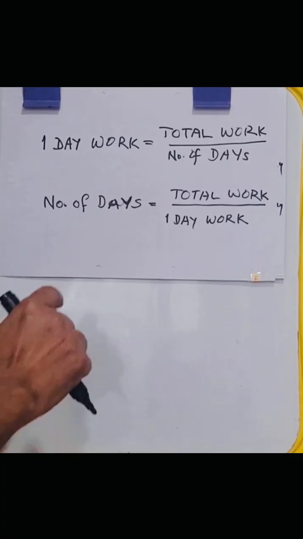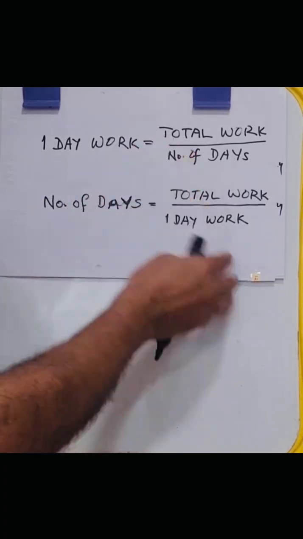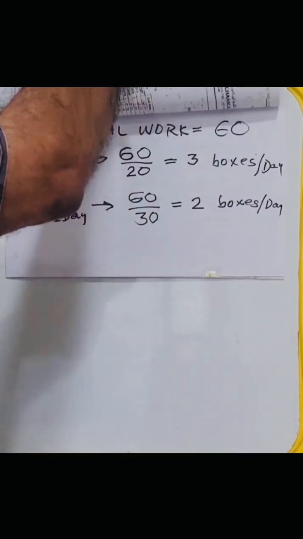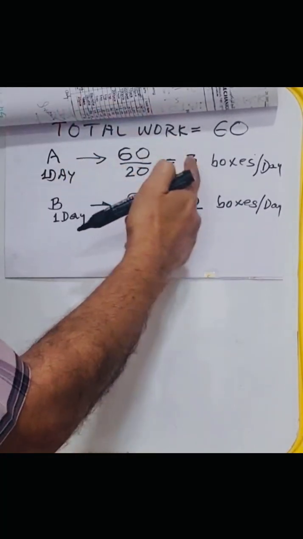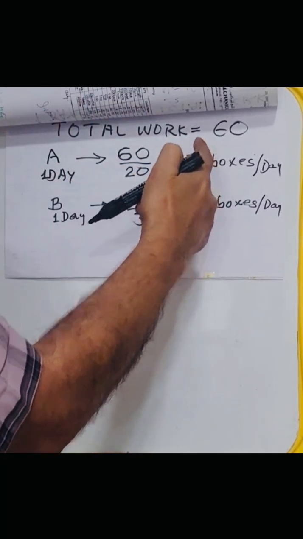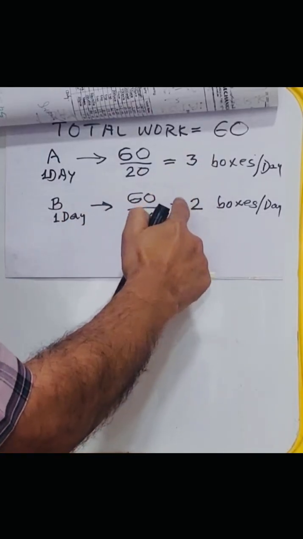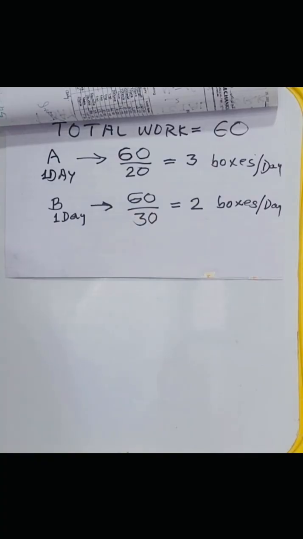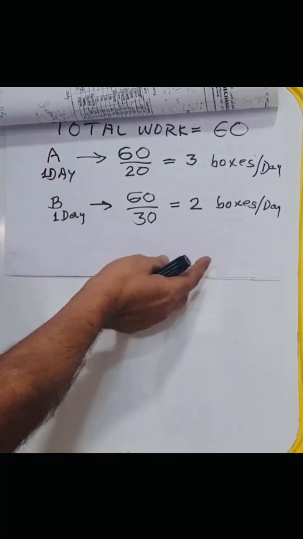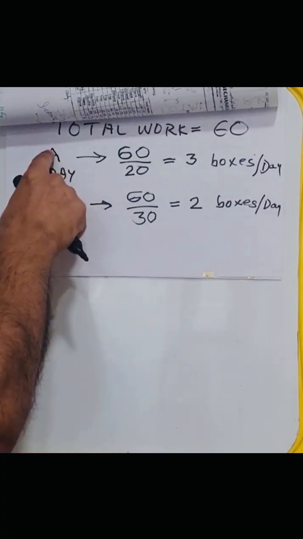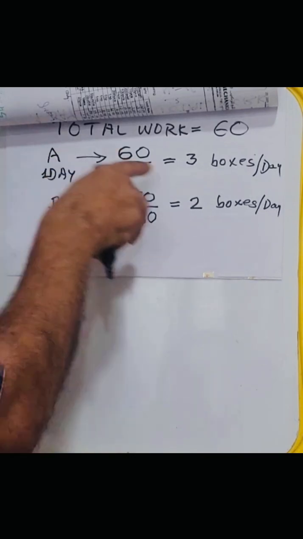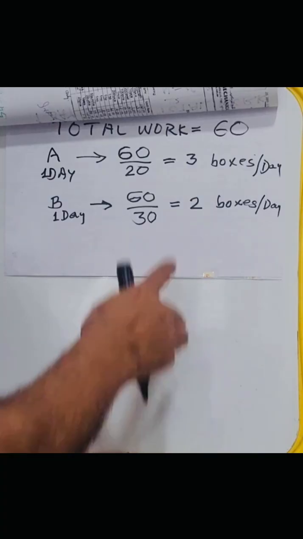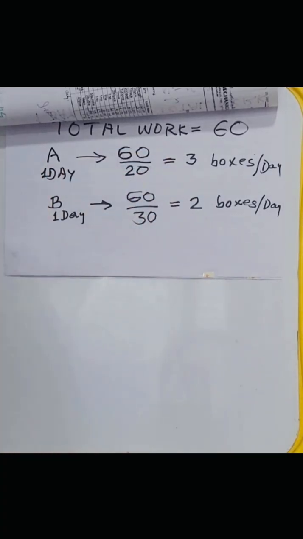We have to calculate the number of days taken by A and B together. If both of them work together, A can do 3 in 1 day and B can do 2 per day. That means A and B together, if they work a full day, can do 5 boxes.